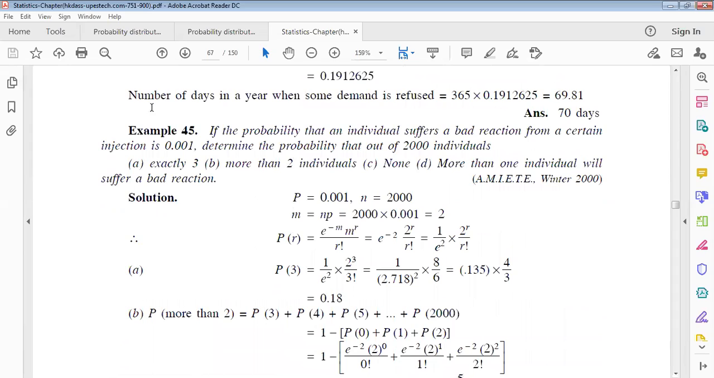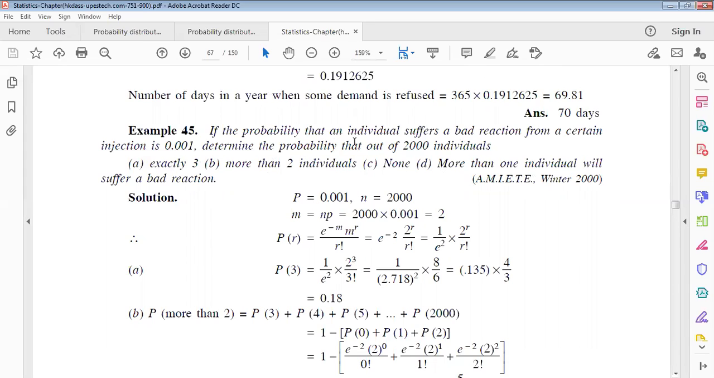Now the next example. If the probability that an individual suffers a bad reaction from a certain infection is 0.001, determine the probability that out of 2000 individuals, (A) exactly 3, (B) more than 2, (C) none, (D) more than one individual will suffer a bad reaction.